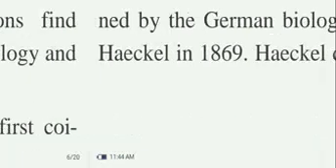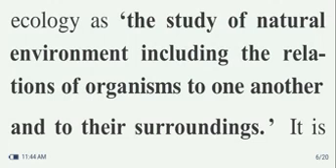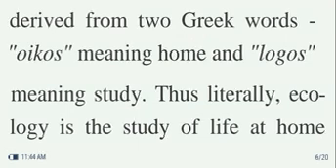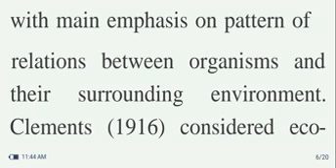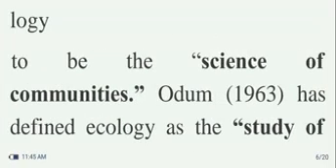The term ecology was first coined by the German biologist Ernst Haeckel in 1869. Haeckel defined ecology as the study of natural environment, including the relations of organisms to one another and to their surroundings. It is derived from two Greek words, oikos, meaning home, and logos, meaning study. Literally, ecology is the study of life at home, with main emphasis on the pattern of relationships between organisms and their surrounding environment. Clements in 1916 considered ecology to be the science of communities.